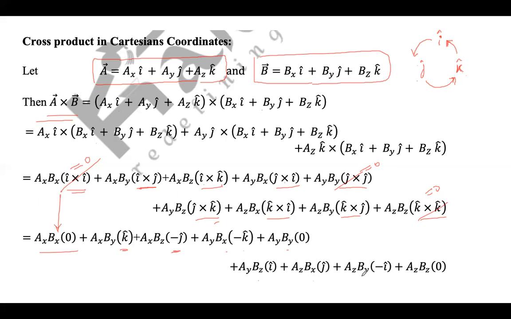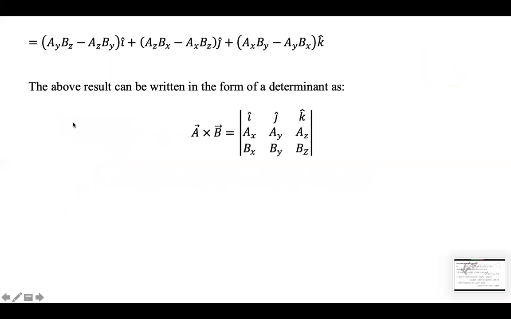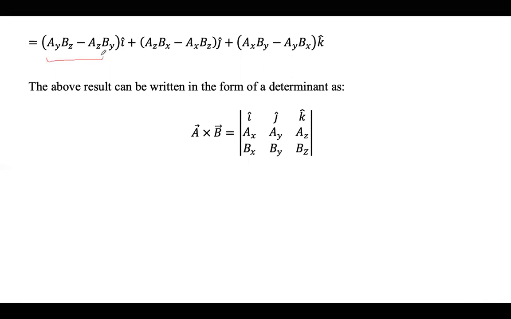And then we have, so k cross j is minus i, and then this k cross k, this will be 0. So you can remove this as well as this. So after this, when we simplify this, you will get ay bz minus az by. So both the i components are brought together, j components are brought together, and k components are brought together.